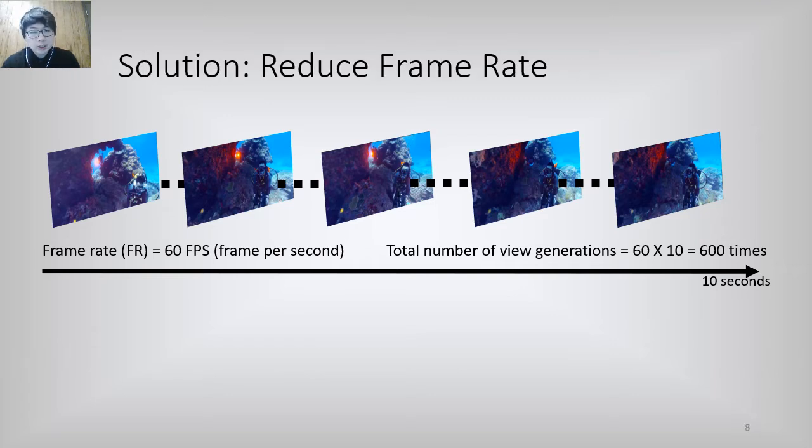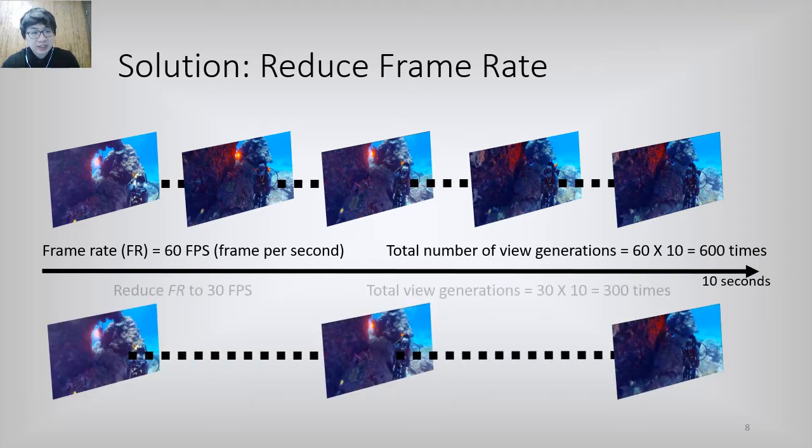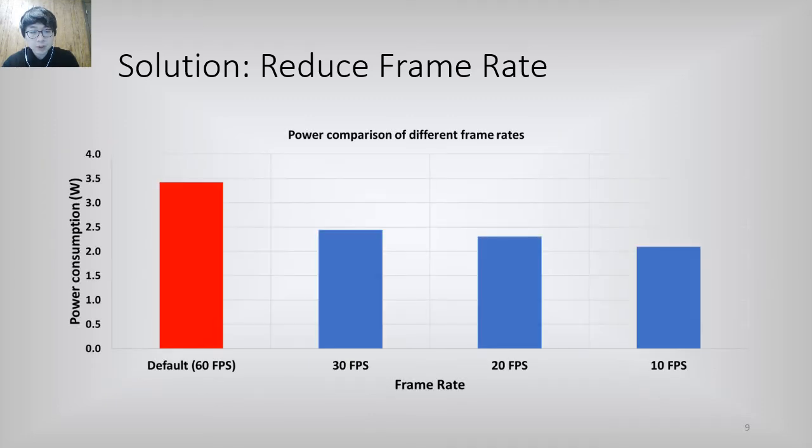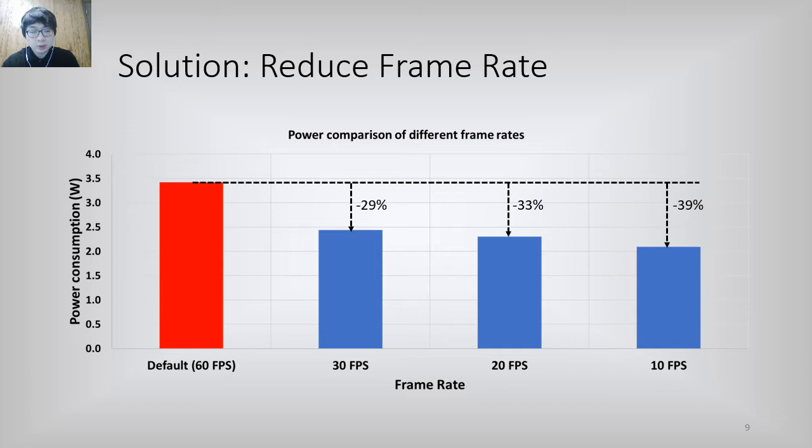If we look at the same 10 second immersive video, instead of 60 FPS, what if we reduce the frame rate to 30 FPS, which will make the total number of view generations 300? Will this help save power for the system? Our preliminary test indicates a very obvious power reduction when we reduce the frame rate. However, this brings us another challenge, which is the video quality.